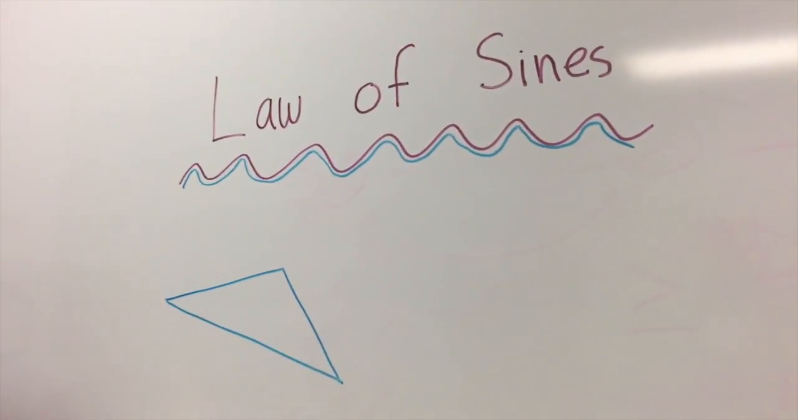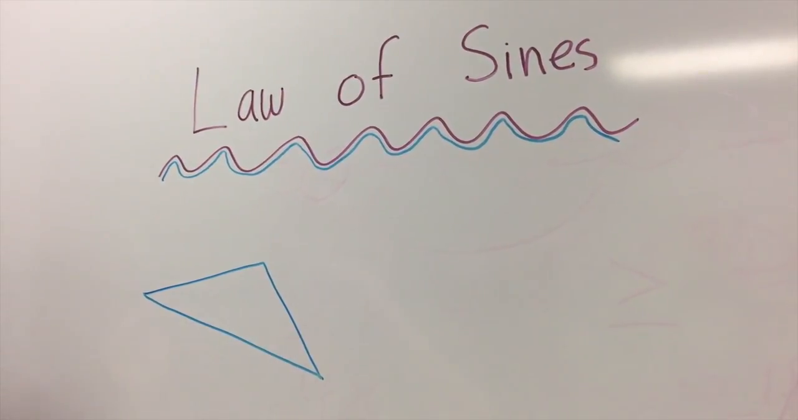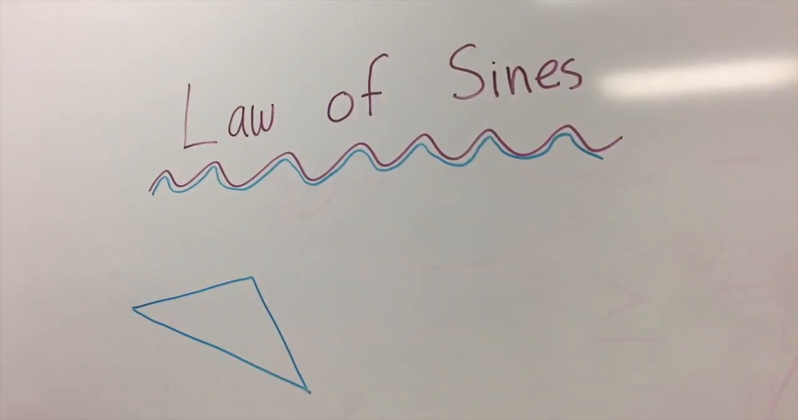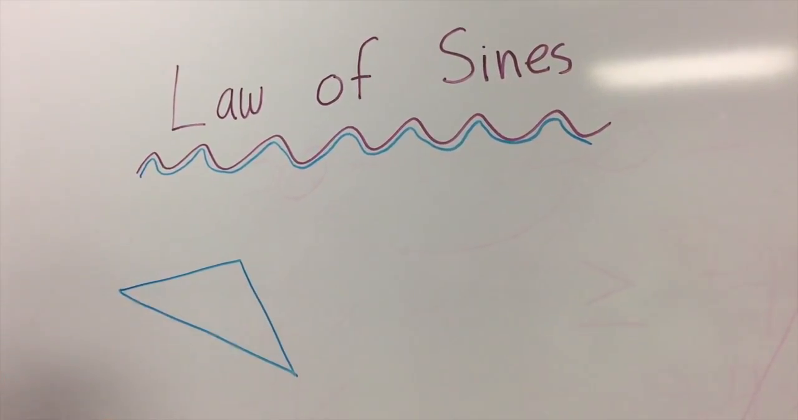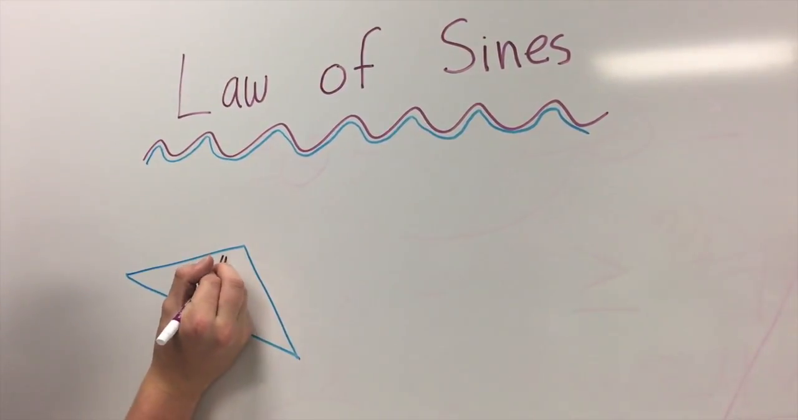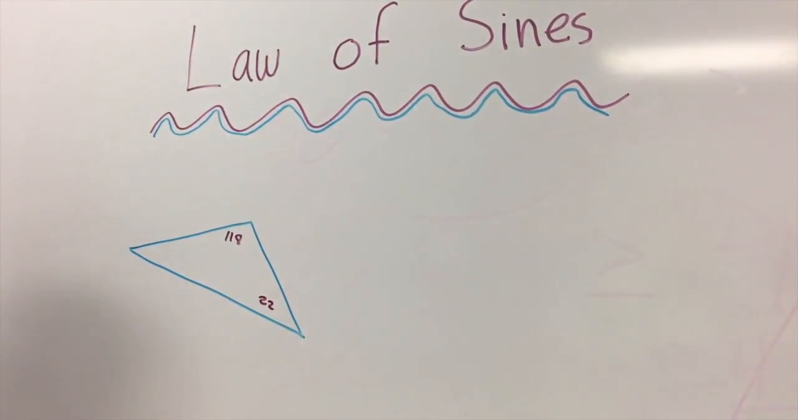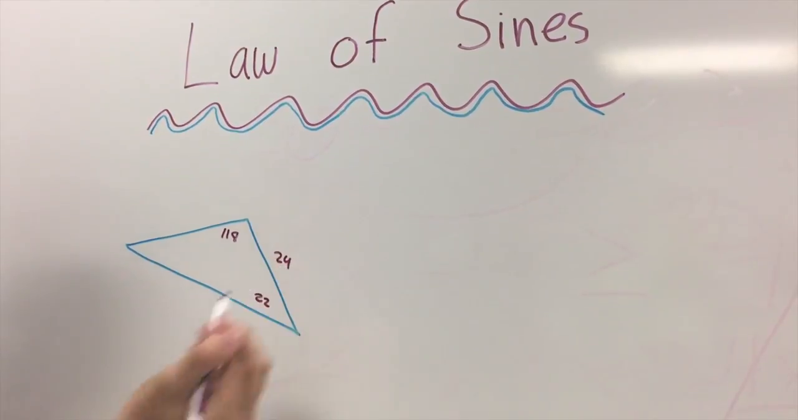So, you can use the law of sines for any triangle with two or three angles and one side. This means that if a triangle had 118 degrees on this angle, 22 degrees on this angle, and 24 for the measure of that line, then you could solve for it.